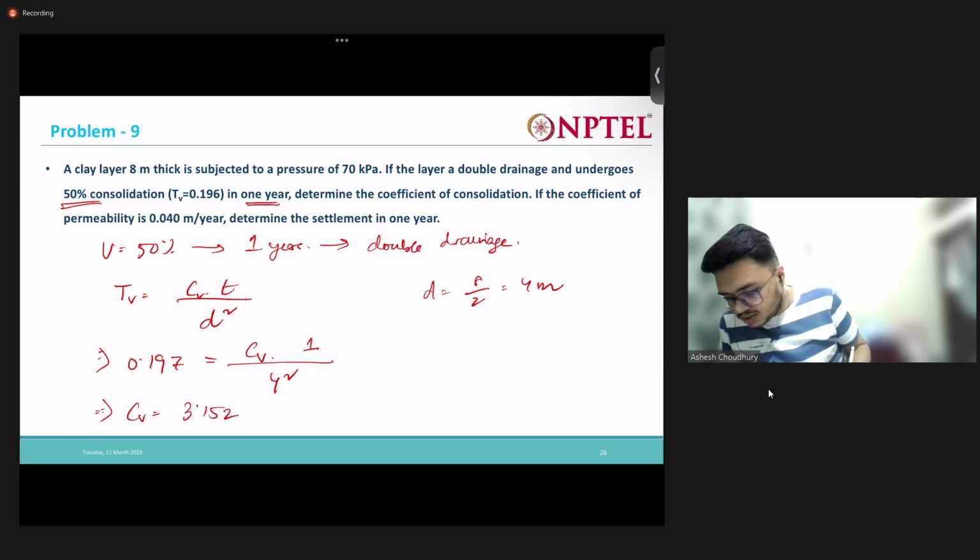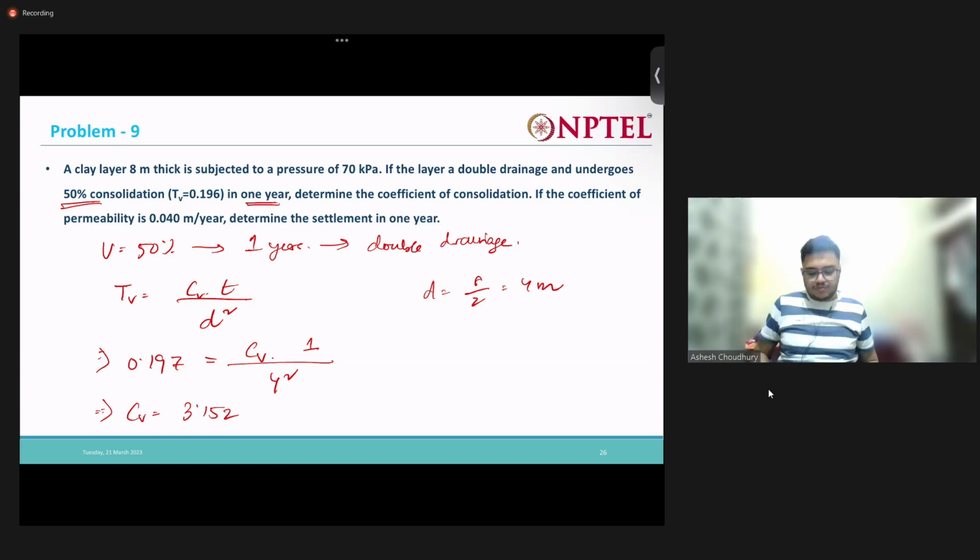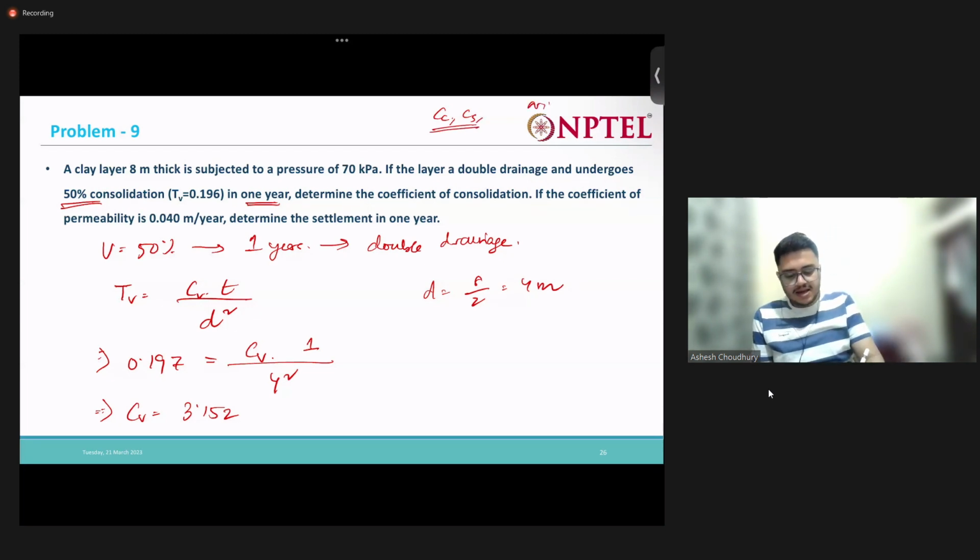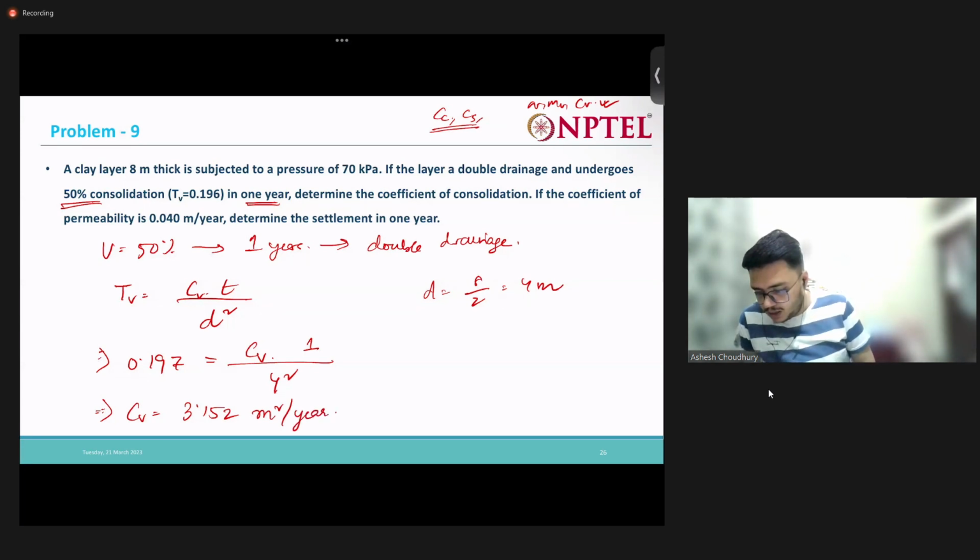3.152. What is the unit here? What is the unit of Cv here? No, Cv has some unit. Cv is not non-dimensional. It has some dimension, right? Cc, all those indexes are non-dimensional. Cs, those things are non-dimensional. av, mv, Cv has dimensions. Think about meter square per year. Okay. Now your Cv value I have determined.